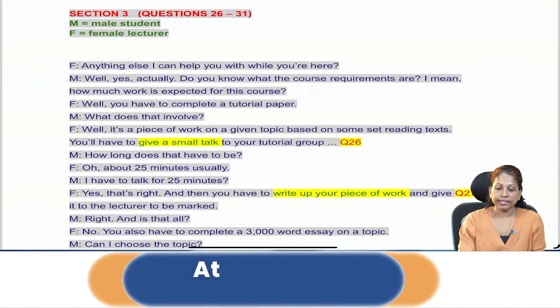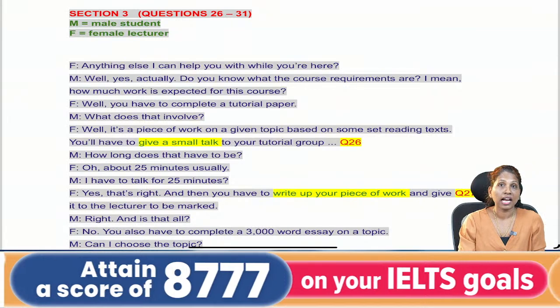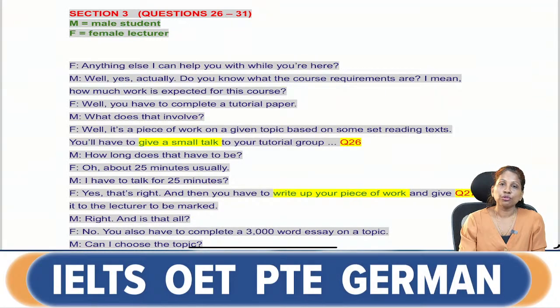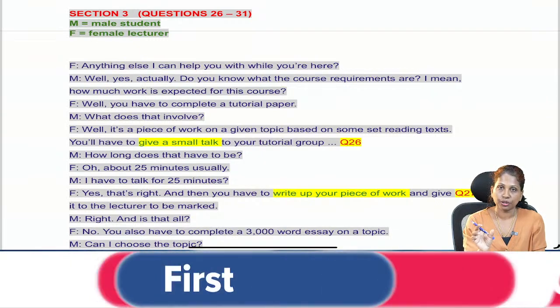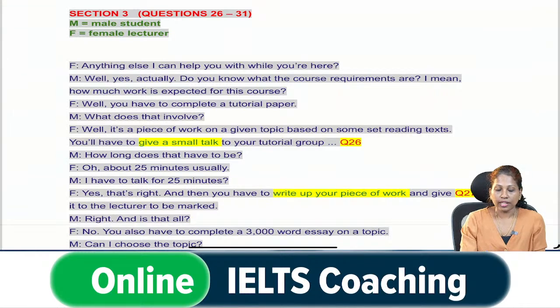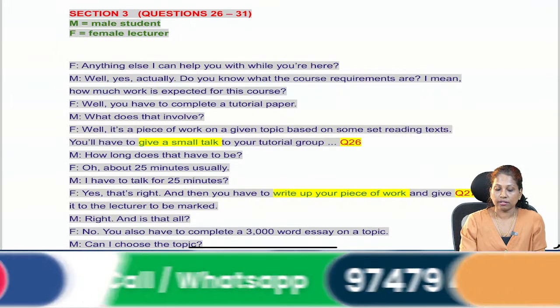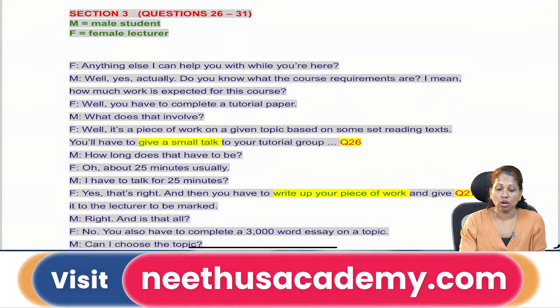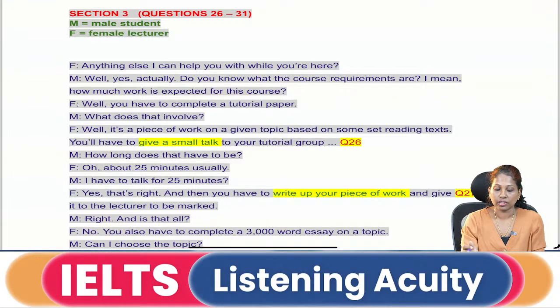Then the female says, well, yes, you have to complete a tutorial paper, and he asks, what does that involve? So for the tutorial paper, we had 2 blanks to fill, that means 2 requirements for that particular subheading. So here he is asking, what does that involve? And she replies, well, it's a piece of work on a given topic based on some set reading text. And that is what the tutorial paper is, it involves that.